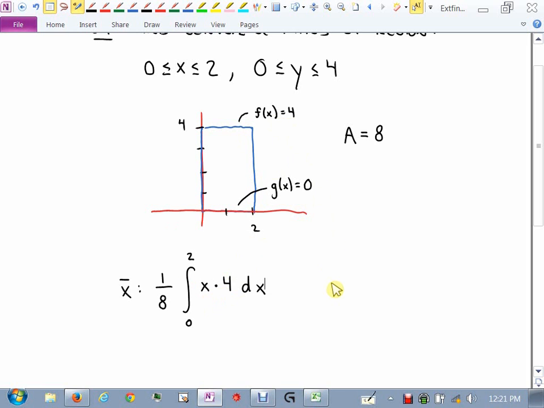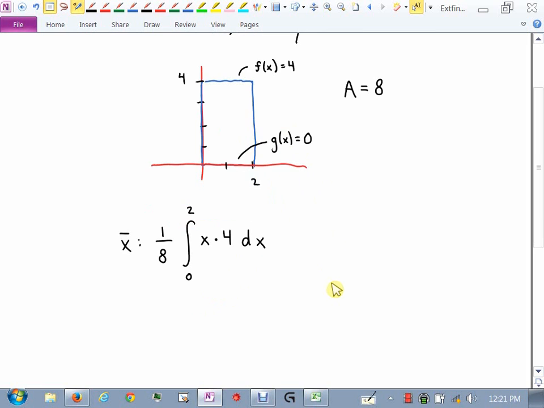And then we compute this. What's the antiderivative of 4x? 2x squared. And we have the 1/8 out there. And I'll go from 0 to 2. Plug in 2, what do you get? 2 squared is 4 times 2, you get 8, you get 1. You plug in 0, you get 0. So you get 1 for x bar. Good, right? That matches what we thought it would be.